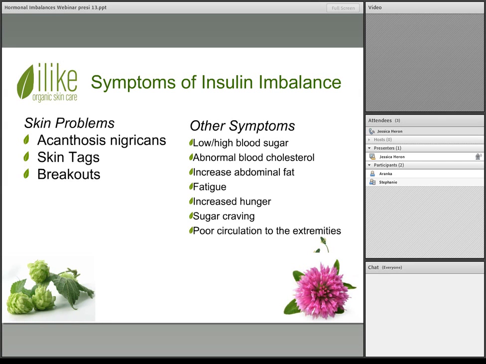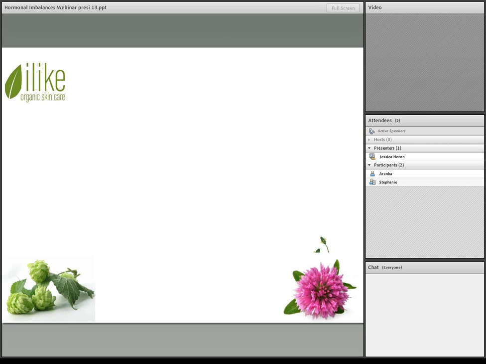Poor circulation to the extremities: people who have diabetes are also noticing very poor circulation in the digits, like the fingers and the toes. And it can become a dangerous problem, with possible risk of losing limbs. Also the polycystic ovarian syndrome, which we just discussed.